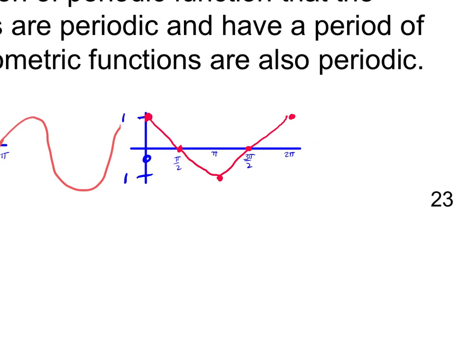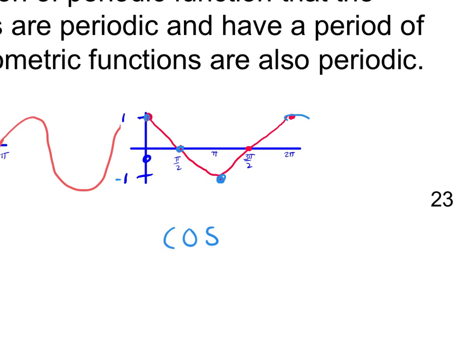This is our cosine graph. So same thing, just looks a little bit different. This one starts at 1, so cosine of 0 would be 1. Cosine of pi over 2 would be 0. Cosine of pi would be negative, or this should be -1. So this is our cosine graph. Same thing, all of our values are in between -1 and 1.